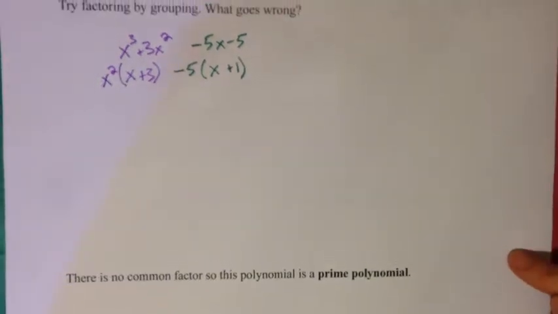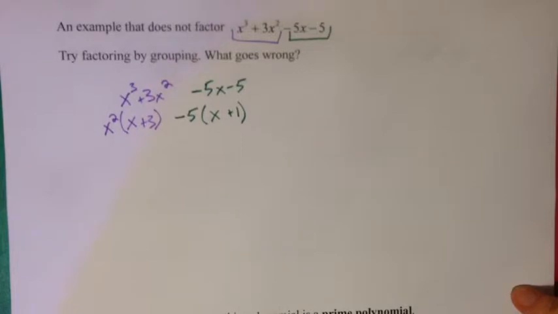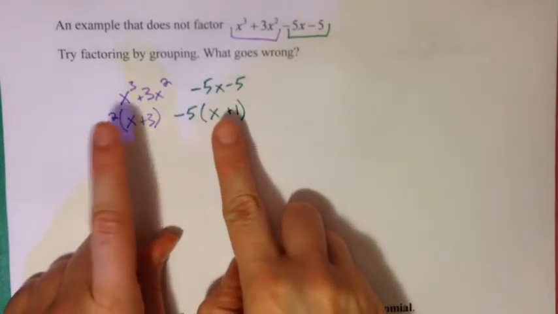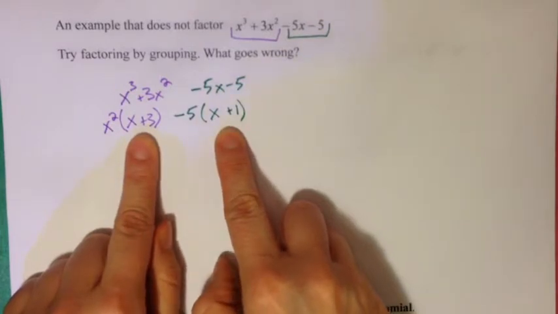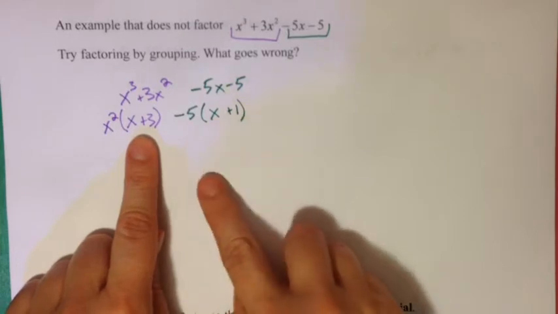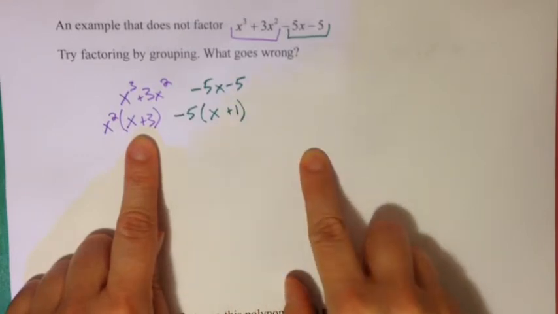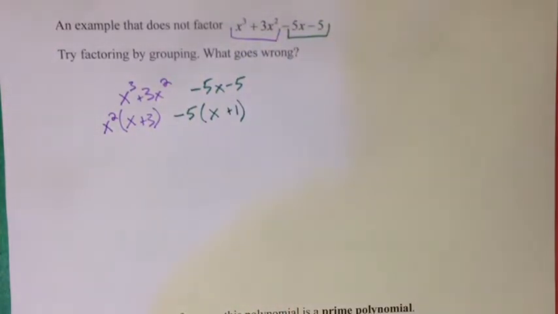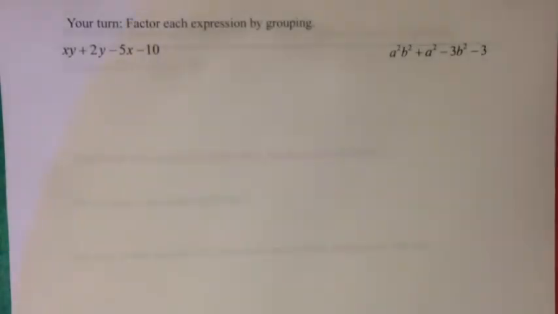Now, the real point of this example is that when you're trying to factor by grouping, and you find that after you factor things out of your two groups, you're left with stuff that's not the same, either something has gone terribly wrong in your factoring, or the polynomial just doesn't factor, and that's okay. Don't try to keep going. Stop, write down that it's a prime polynomial, and move on. Or maybe go back and look at your work and see if there was a small mistake that you made somewhere. Okay, now it's your turn.